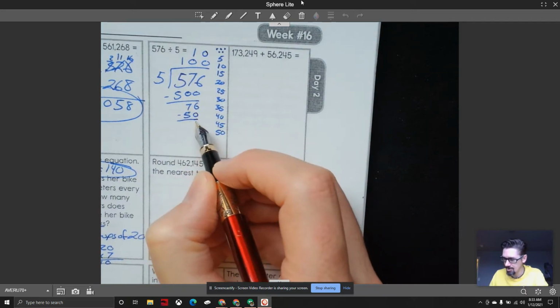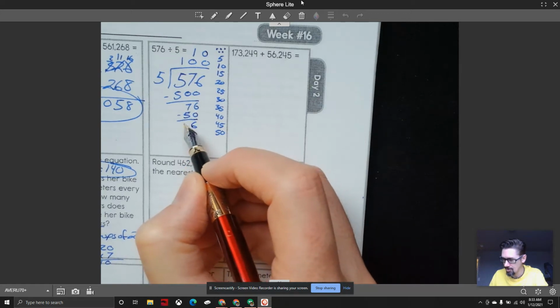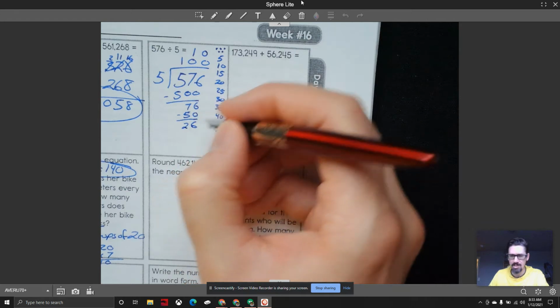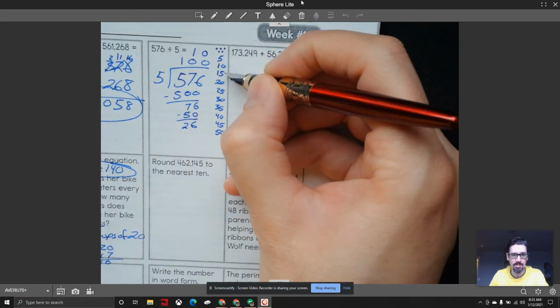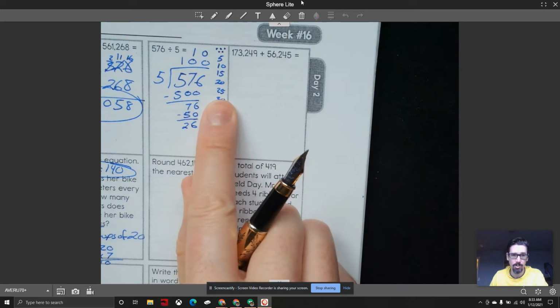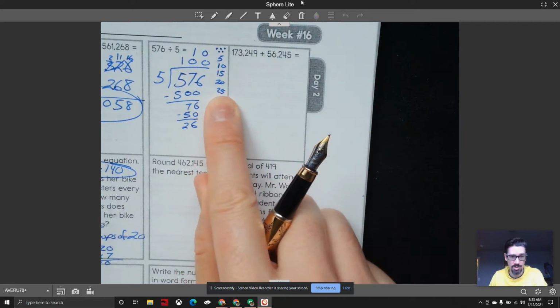6 minus 0 is 6. 7 minus 5 is 2. Okay, cool. 26, that's a little bit bigger. So I go 5, 10, 15, 20, 25, 30. 30 is too big. So my biggest multiple that goes into it is 25, and that is my fifth multiple.